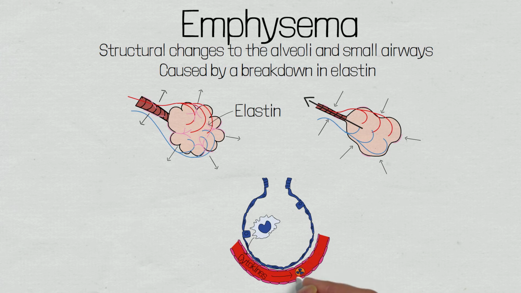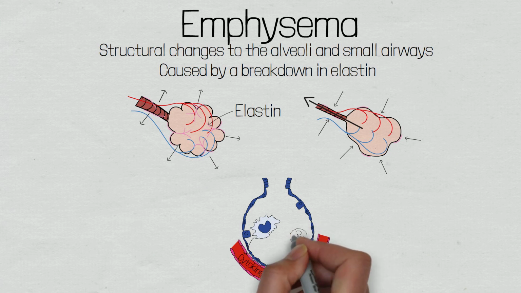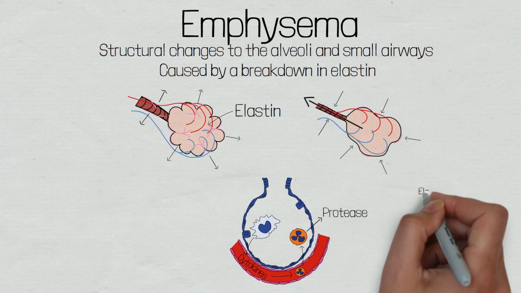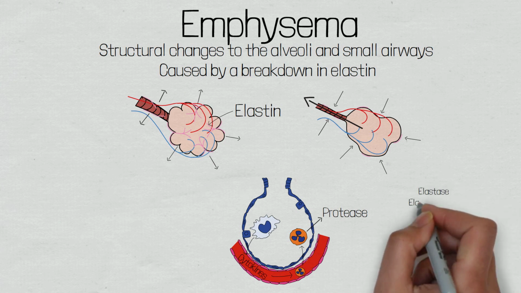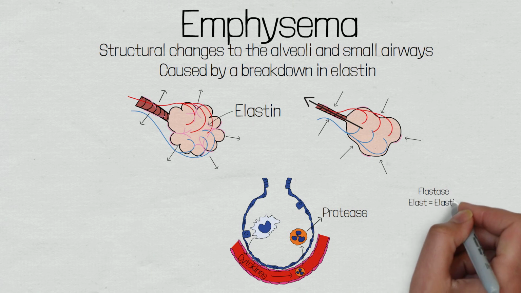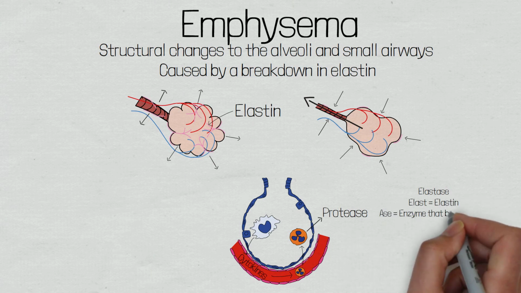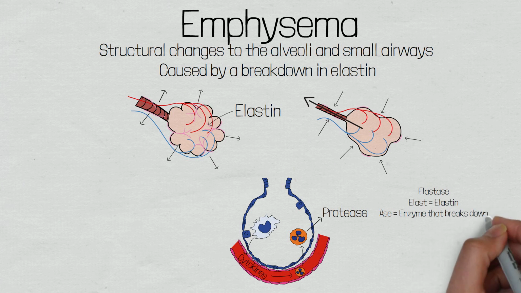The main cell recruited to the area are neutrophils, and they secrete proteases, "ase" meaning breaking down. The main protease released is elastase, which breaks down the elastin within connective tissue, but there are also some collagenases released which will break down the collagen in the extracellular matrix.